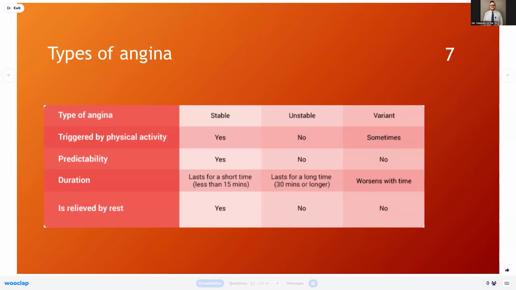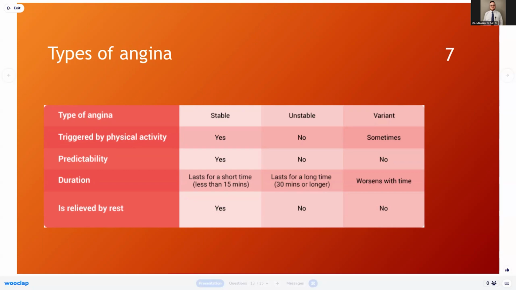So there are types of angina, and these are need to know. The big need to know here is stable versus unstable. Stable is predictable and consistent pain that occurs on exertion, like exercise, gardening, or climbing a flight of stairs, and is relieved by rest or medication like nitroglycerin, the vasodilator.